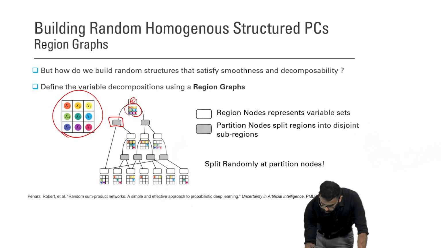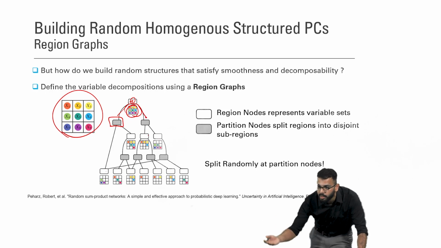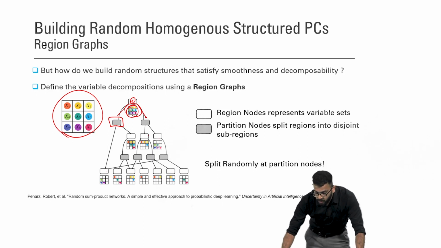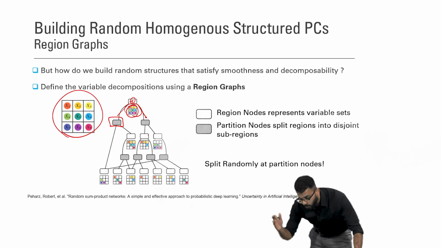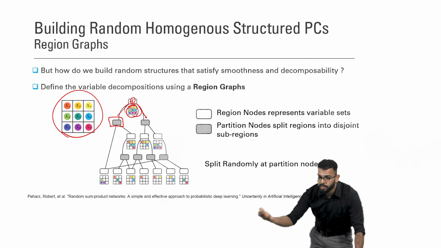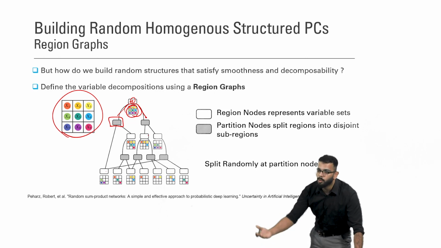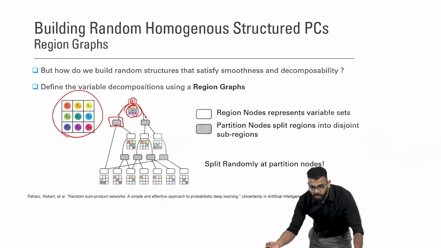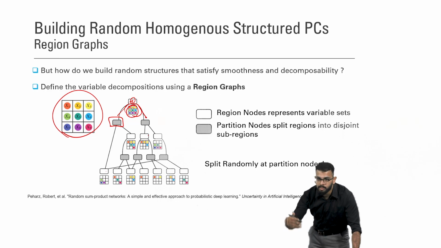So you're adding a sum node here, and at this level you're looking at a set of pixels, which is the same for both children, right? This is the same for each region node, which means smoothness is guaranteed by construction. Now, if you look at the partition nodes, which is where you're adding the product nodes, the way you are splitting the random variables results in disjoint partitions, right? And that is exactly what you need for decomposability: you do not have overlapping subsets of variables.